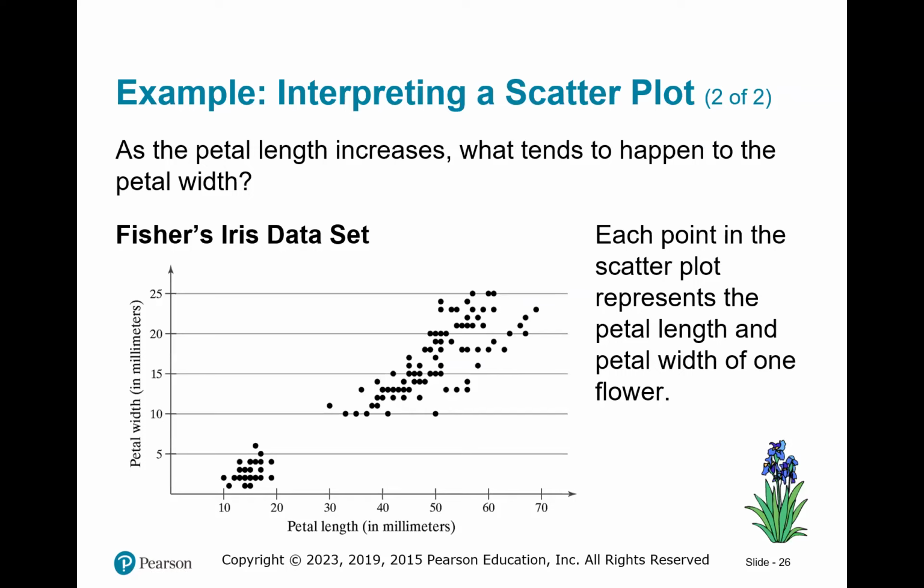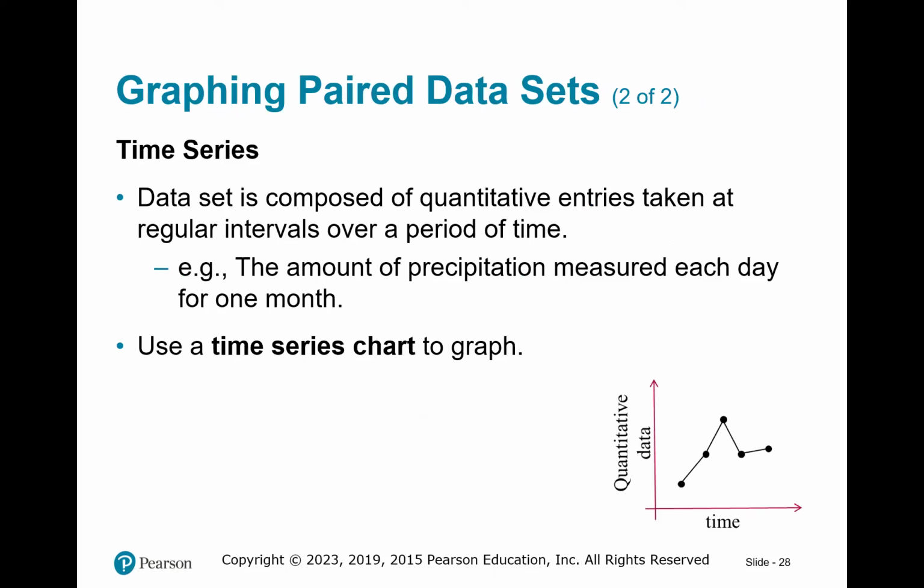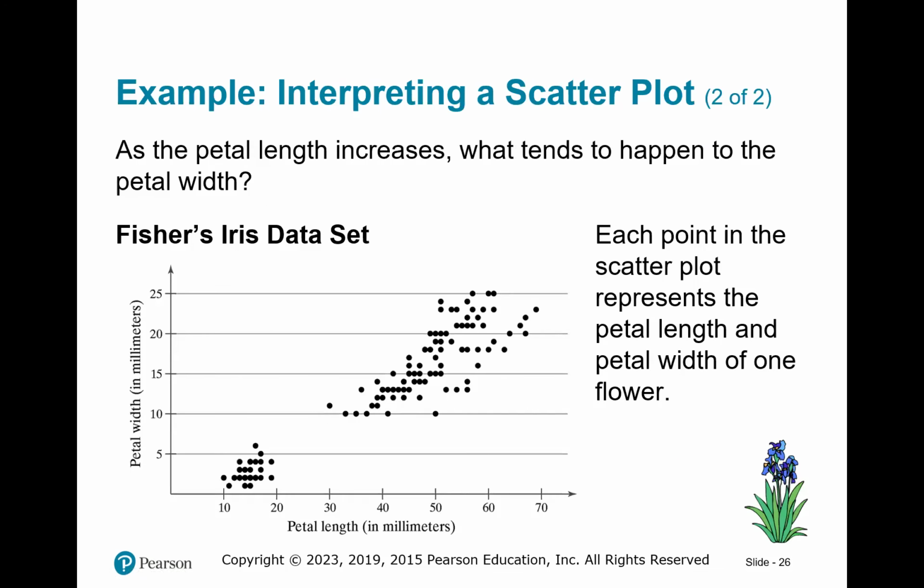So it's petal length and petal width. As the petal length increases, what tends to happen to petal width? Each point in the scatter plot represents the petal length and petal width of a flower. From the scatter plot, you can see that as the petal length increases, the petal width also increases. This is called a direct relationship. And sometimes when one of them is increasing, the other one is decreasing.